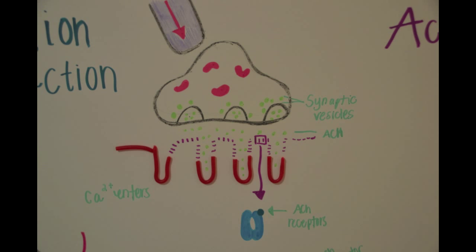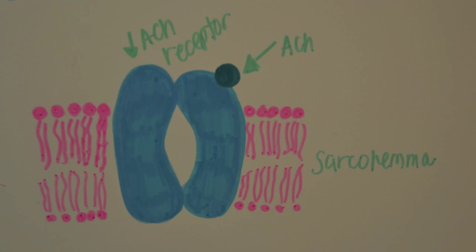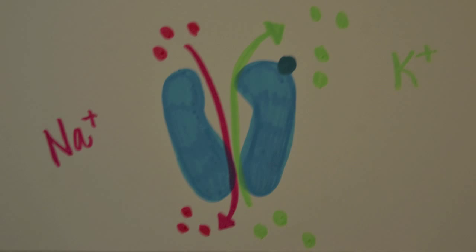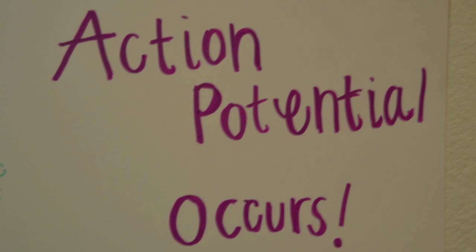That is the green particles in the picture shown traveling down. The acetylcholine receptor is connected to the sarcolemma. Acetylcholine binds to the receptor. When acetylcholine binds to the receptors, it opens up and sodium comes in and potassium goes out. When the voltage gates open, it causes an action potential.